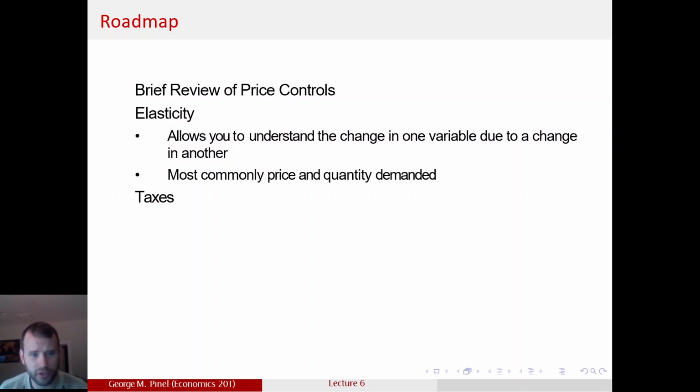Okay, so anyway, after we do our review, which I'm going to try to keep to 5-10 minutes at max, then we're going to go back. We're going to talk about elasticity, which, like I said, is the metric for how one variable changes due to a change in another. Okay, and the most common one is price elasticity of demand, which is how price and quantity demanded change together. And then I'll show you the other common types of elasticities.